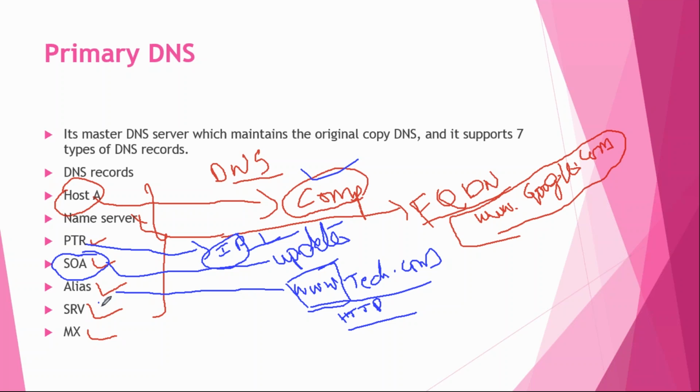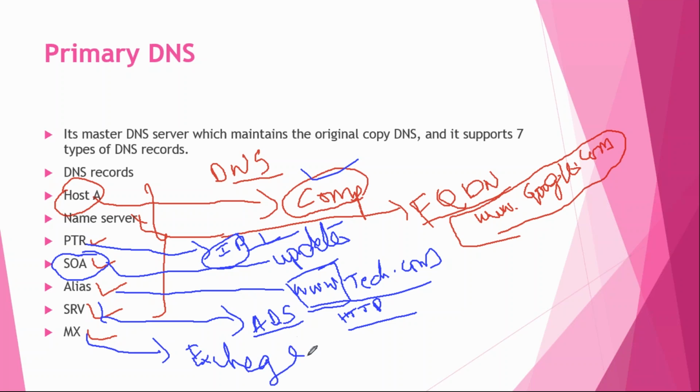And next one is SRV, service record. It is used in ADS. We'll discuss more about ADS in future sessions. Last one is MX record. MX record is used for the exchange server, like the mail server for sending and receiving mails. So all these 7 records work properly in the primary DNS server, not in secondary. Only in the primary DNS server are all these records operating properly.